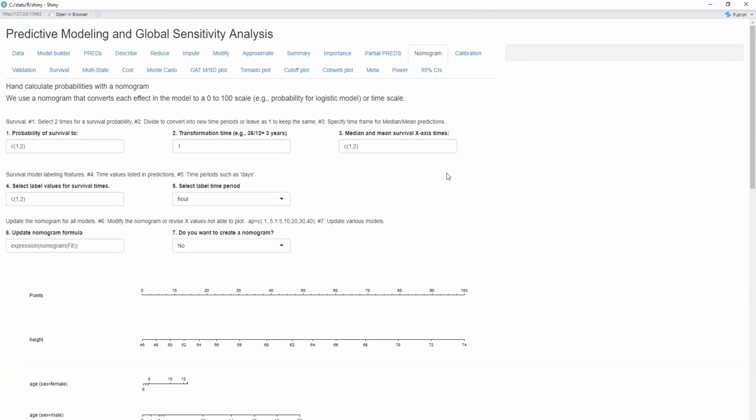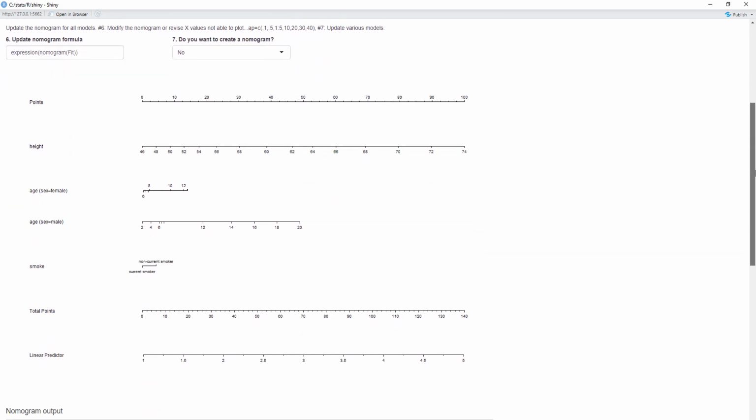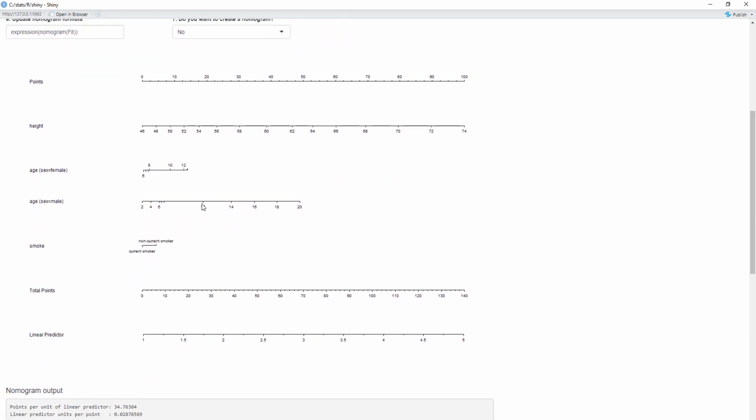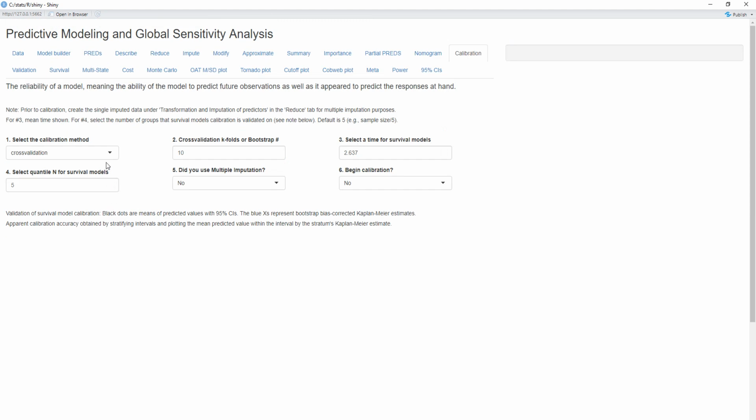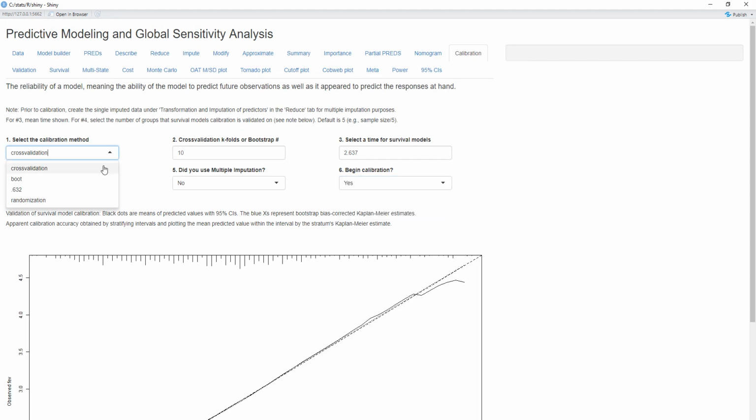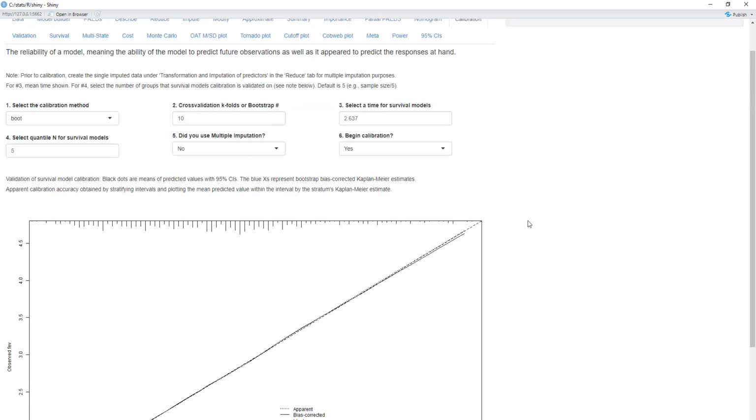We're going to create a nomogram. For example, we can see that here's the age. We looked at a boy who's 12. That's about 55 inches tall. That's a non-smoker. And we can see that would come out to be about 2.25, a predicted FEV level of 2.25. We're going to look at calibration. I'll just use these defaults. I'll do the bootstrap actually. That gives us the calibration curve we looked at.